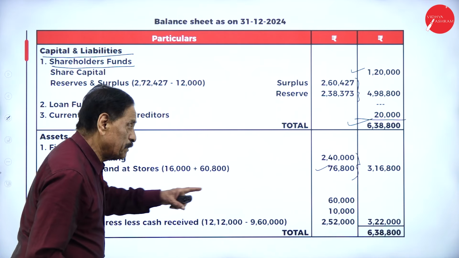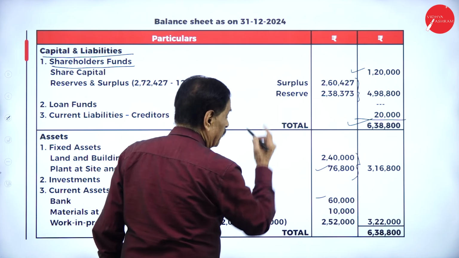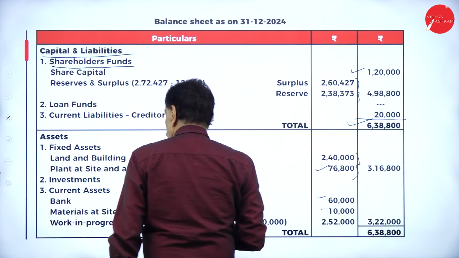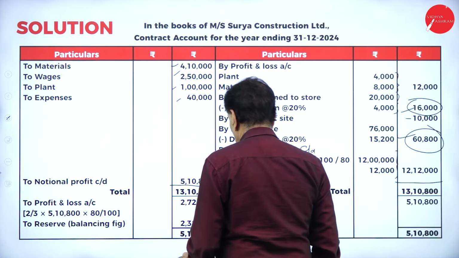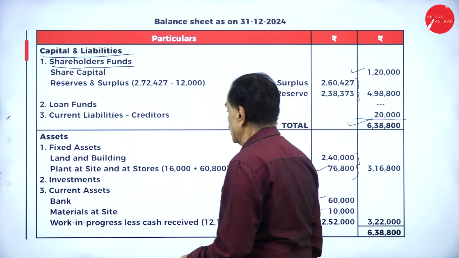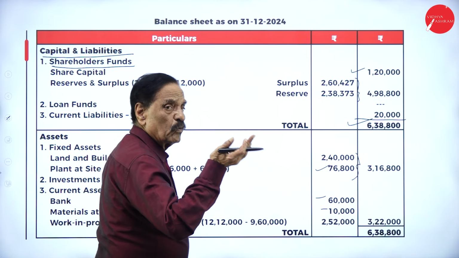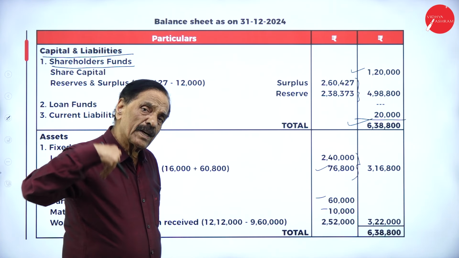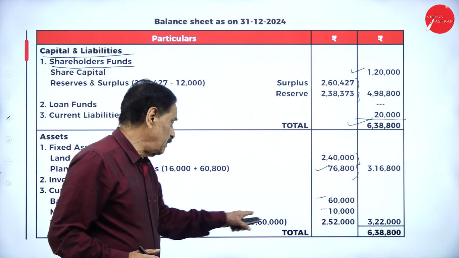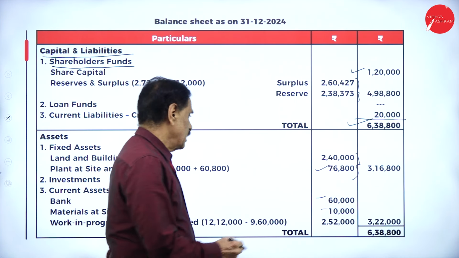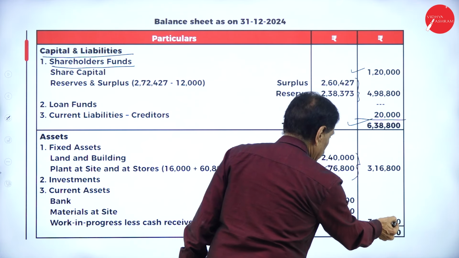Cash at bank as per the problem is 60,000. Material at site given 10,000. You got work in progress 12,12,000. Out of that, minus profit, in this is cash received. What's your work in progress formula? Work certified, add work uncertified, minus cash received. How much cash received? 9,60,000. It becomes 2,52,000. The balance is 3,22,000.